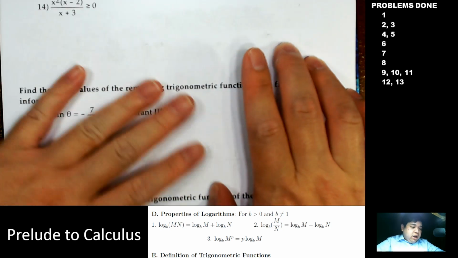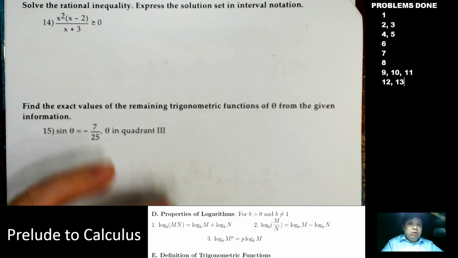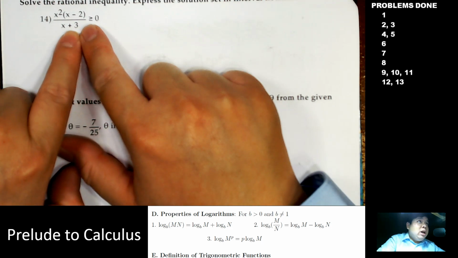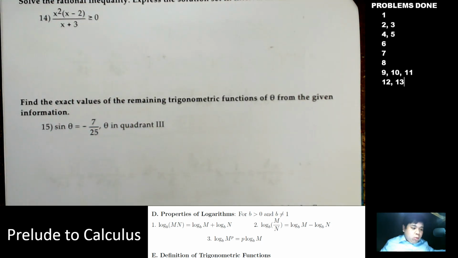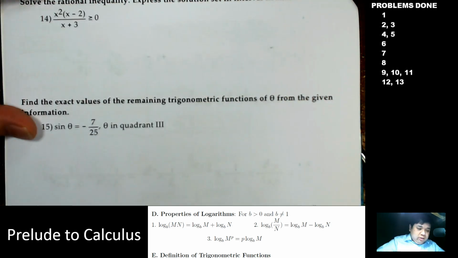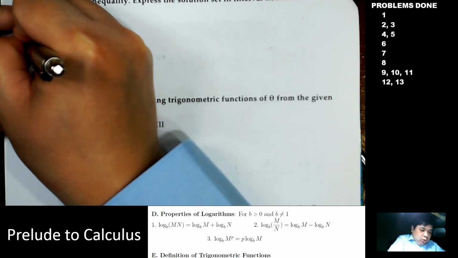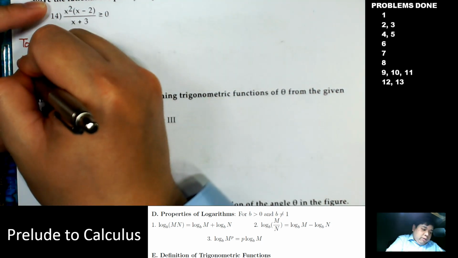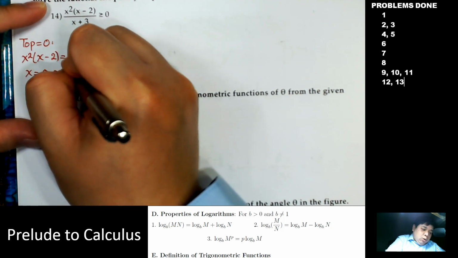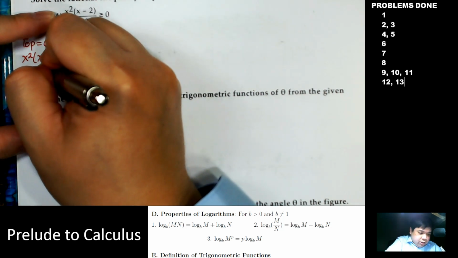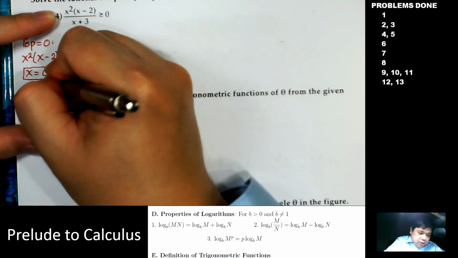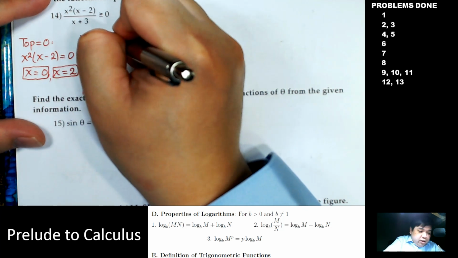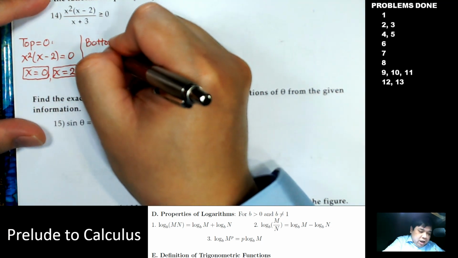Right. The next part is rational inequality. There's no formula on that side, but just go ahead and do it. So we want a rational function that is greater than or equal to 0. So first, let's write out when it is equal to 0. So we'll have the top equal to 0. We have x squared, x minus 2 equal to 0. So we have x equal to 0, x equal to 2. So we have those two values. And then the bottom equal to 0. Of course, we know that if the bottom is equal to 0, it will be undefined, but we find those values as well.